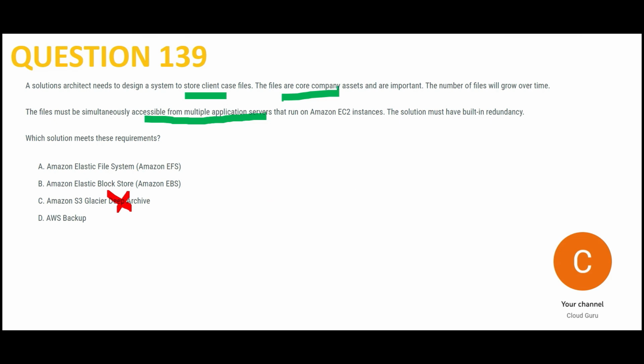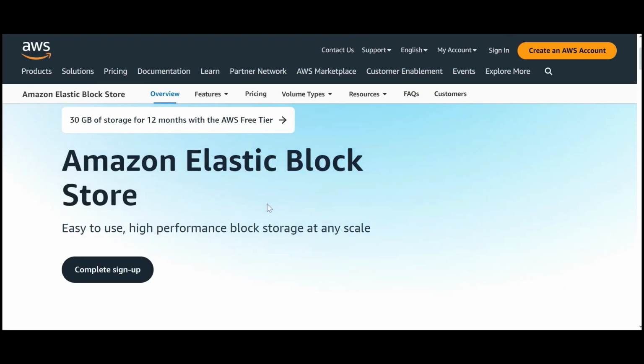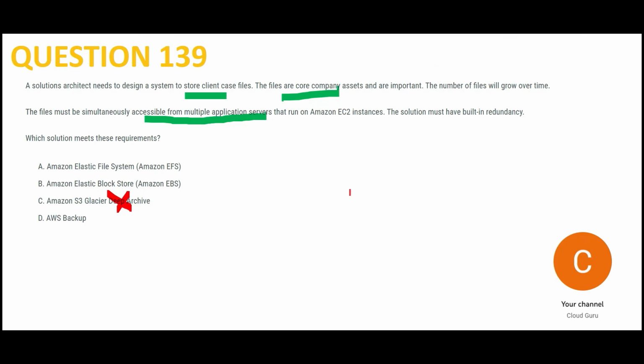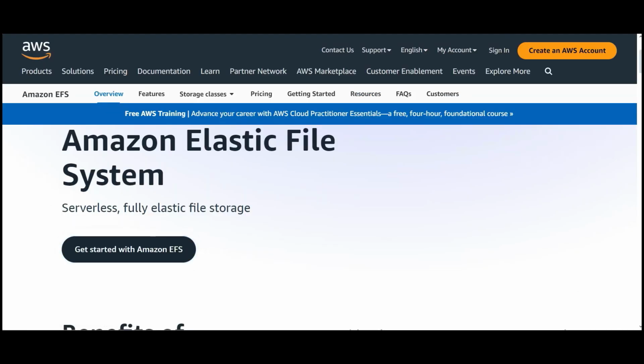See, EBS is for the EC2 instance. EBS is the storage of the EC2 instance. If there is an EC2 instance, there will always be an associated EBS block store where the EC2 instance can store the data. But here we are talking about multiple application servers accessing it. If that is the case, then we should not use EBS. We should use a very good functionality called EFS, because this is a fully elastic file storage service, serverless.